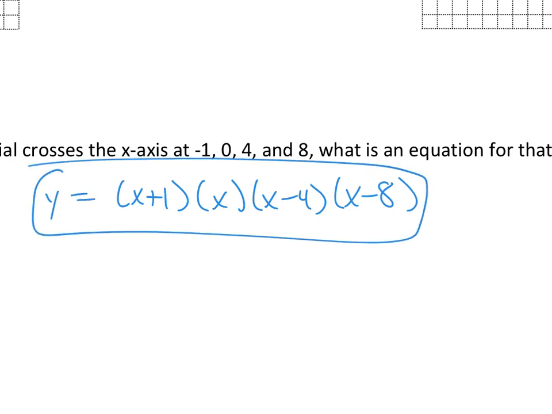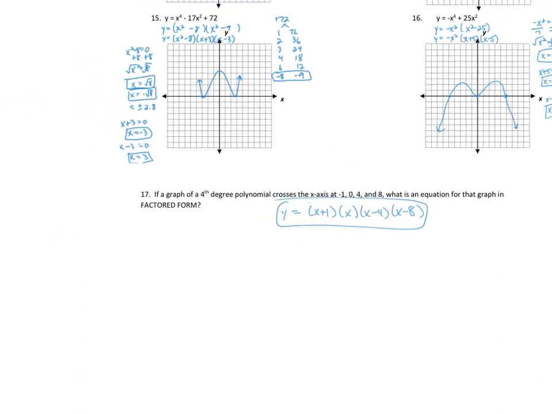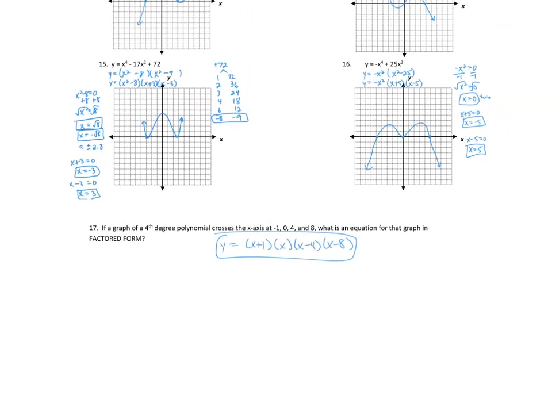That's it. It's in factored form. You don't have to expand it out. If it said write it in standard form, then you'd have to expand it out, which is kind of a mess, but it's very doable.